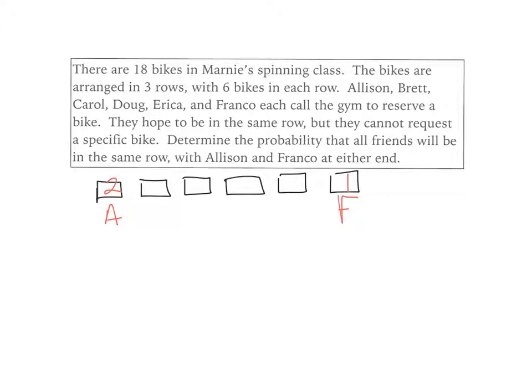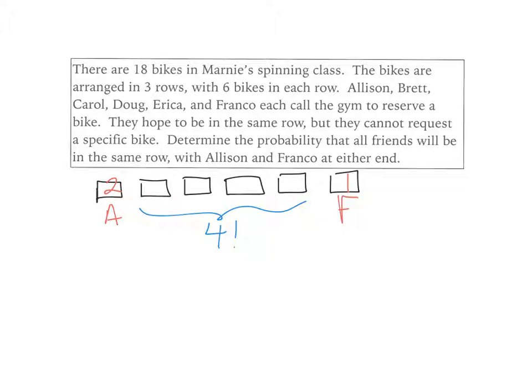Now we have D, E, C, B left. So these guys can go multiple ways, right? They can go 4 factorial ways in there. Which is great. And now this is the tricky part. There are still how many other bikes in this question that we aren't thinking about? There are 12 other bikes.